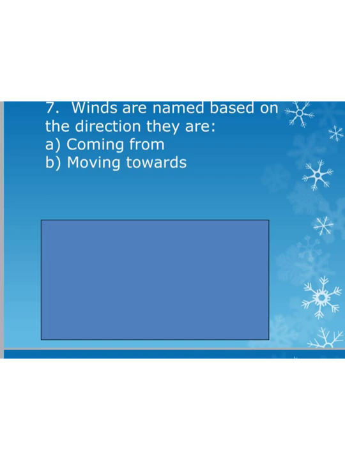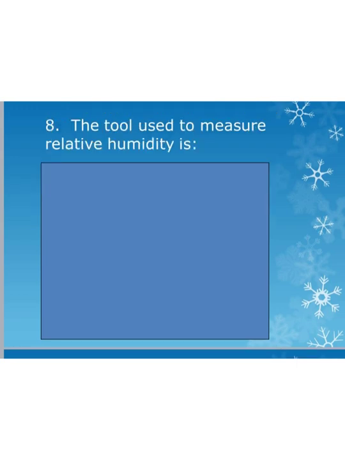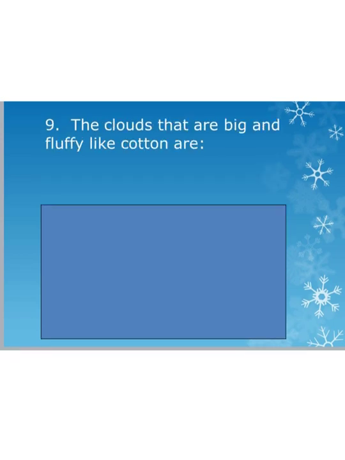Number 7, winds are named based on the direction that they, I don't know if you guys know this, A, coming from or B, moving towards. And actually the answer is A, coming from. Number 8, the tool used to measure relative humidity is called a sling psychrometer. And the last question, the clouds that are big and fluffy like cotton are called cumulus.